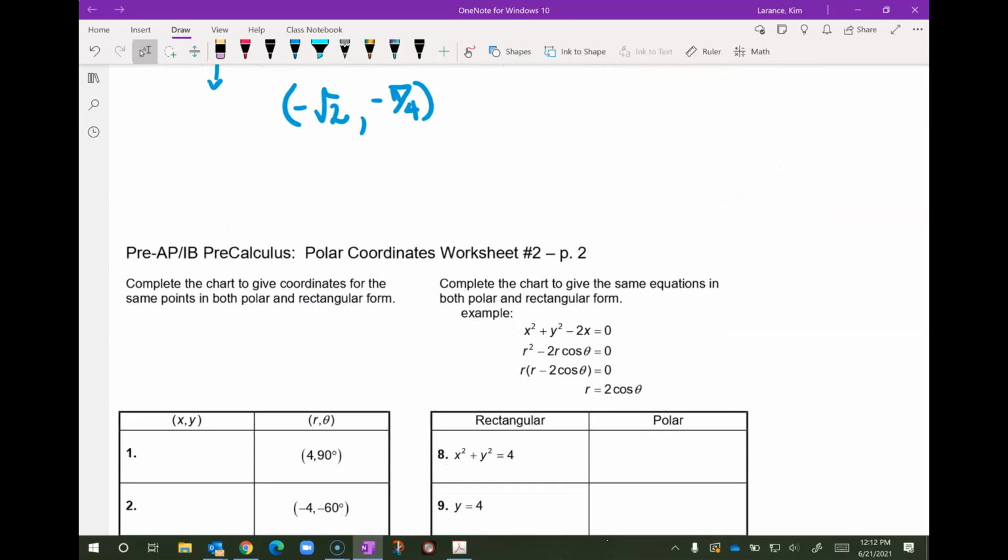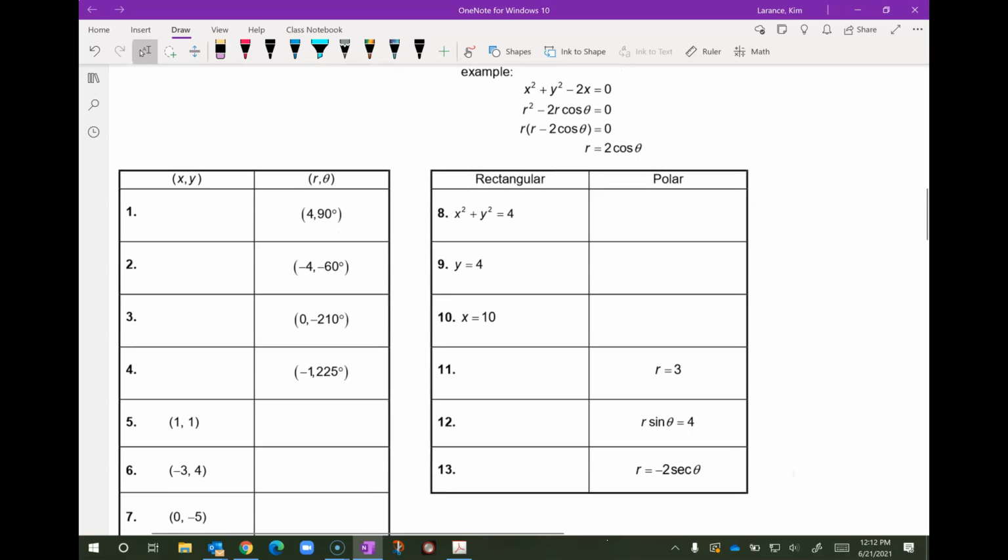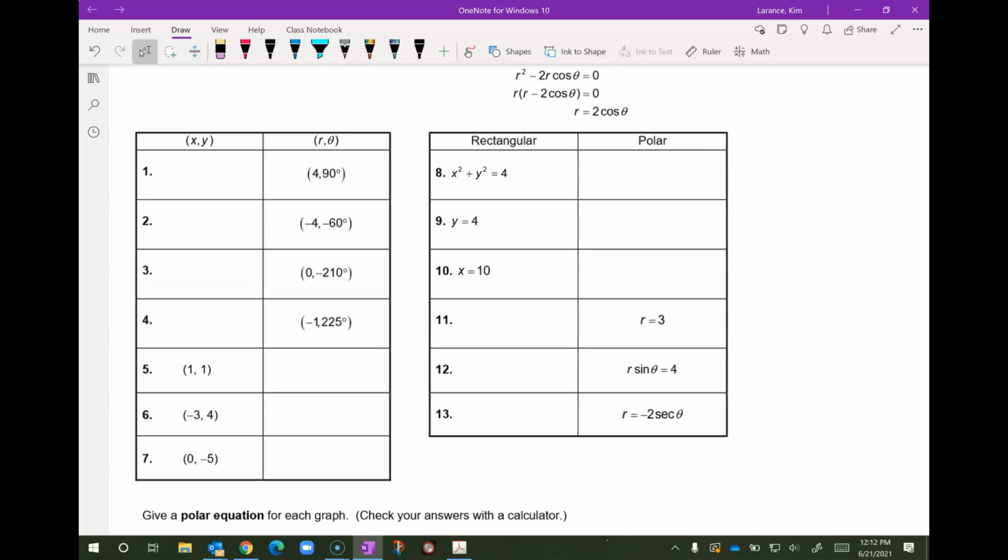Okay, so this first little worksheet that I'm going to just play around with you a little bit, but I want you to complete it, is let's talk about going from r to theta to xy. Remember, x is r cosine theta, and they're using degrees, so I guess we'll use degrees, and y equals 4 times the sine of 90.